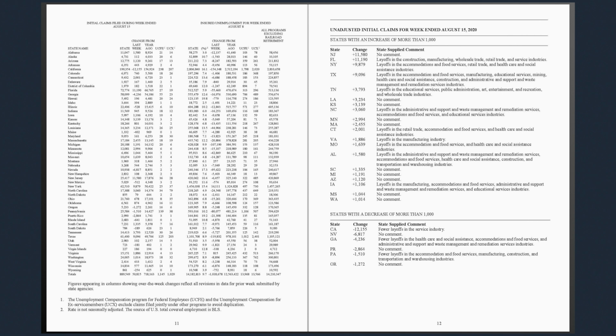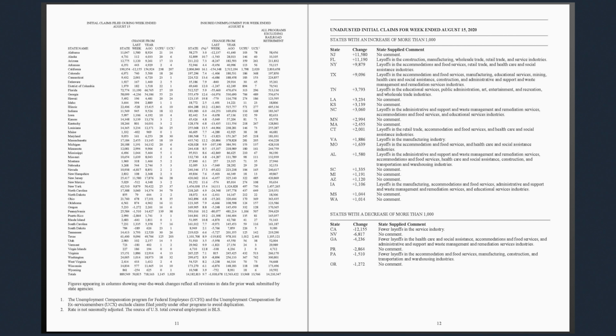Texas. Plus 9,096. Layoffs in the accommodation and food services, manufacturing, educational services, mining, health care and social assistance, construction, and administrative and support and waste management and remediation services industries. Tennessee. Plus 3,793. Layoffs in the educational services, public administration, art, entertainment, and recreation, and wholesale trade industries.